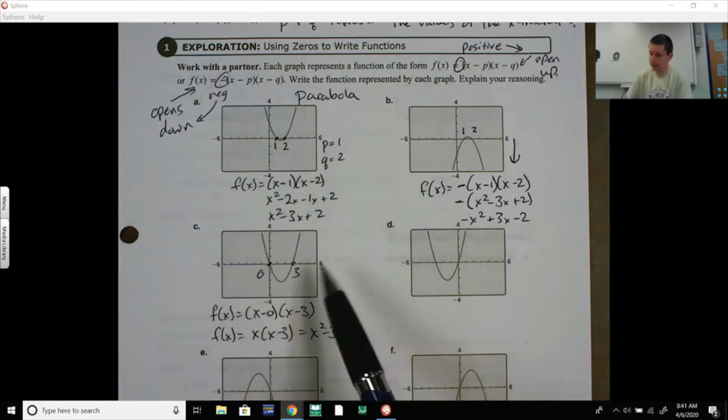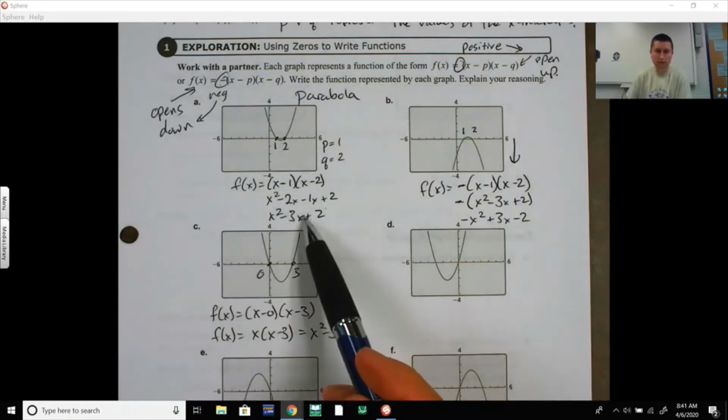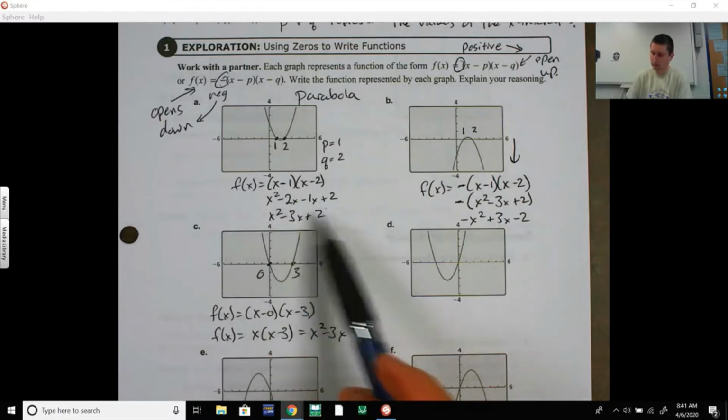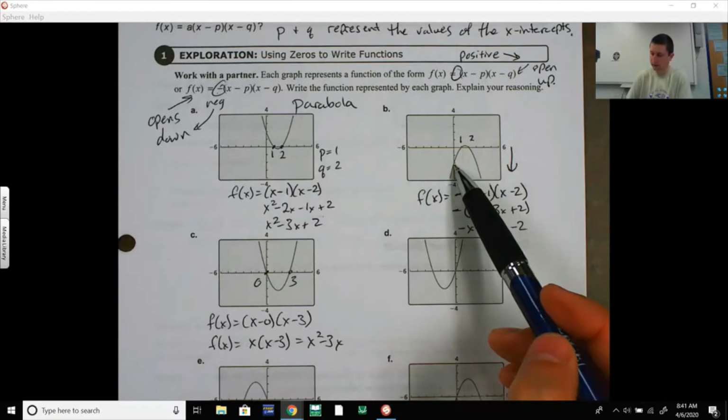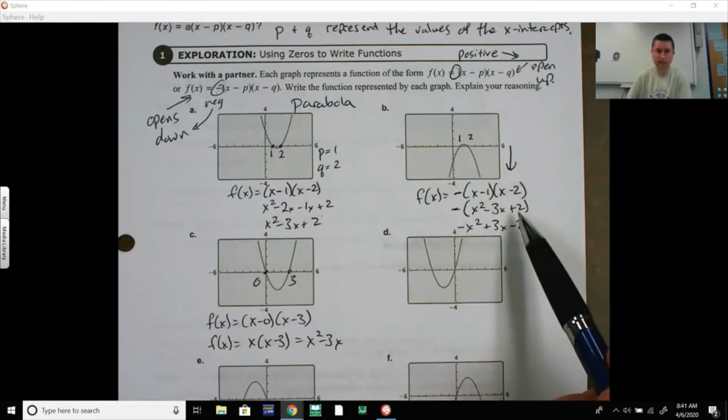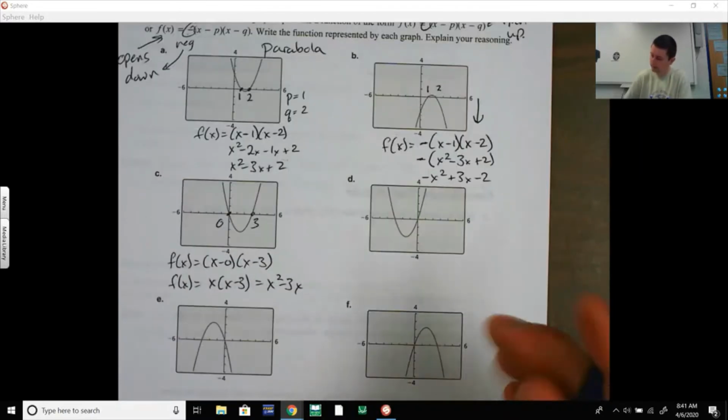This constant that's at the back is always going to be your y-intercept, because when x is 0, those cancel off, and that's all you're left with. So notice the y-intercept here is 2, the y-intercept here is negative 2. So the c value, the one at the end, should always be the y-intercept when you're graphing this.